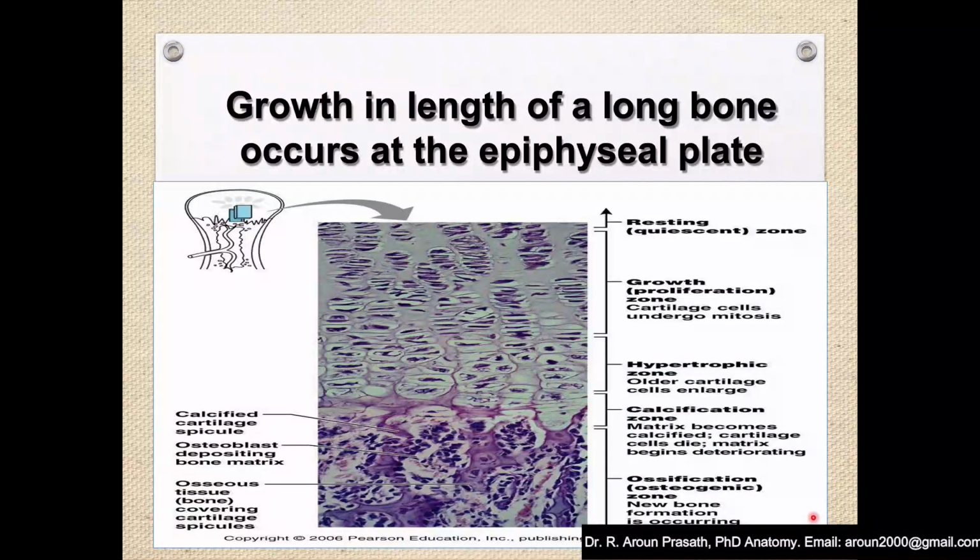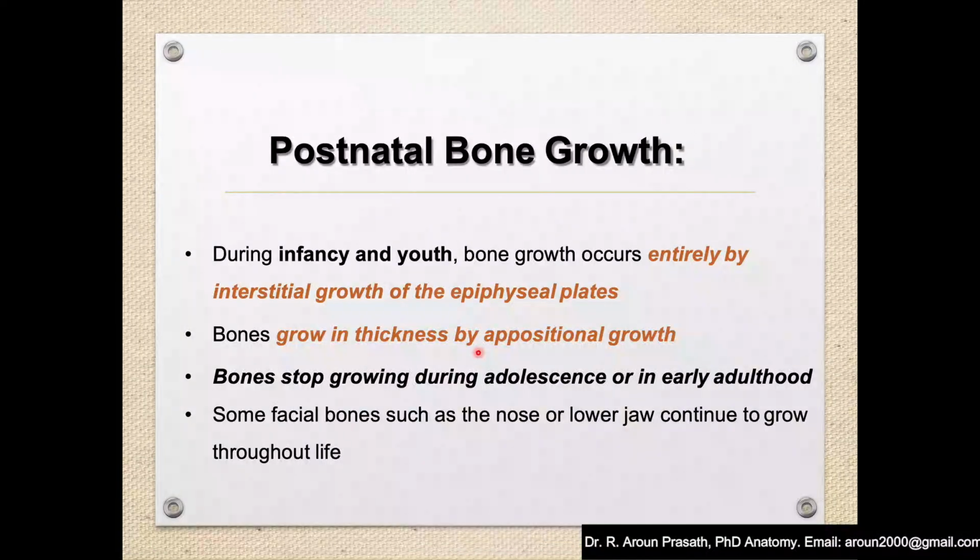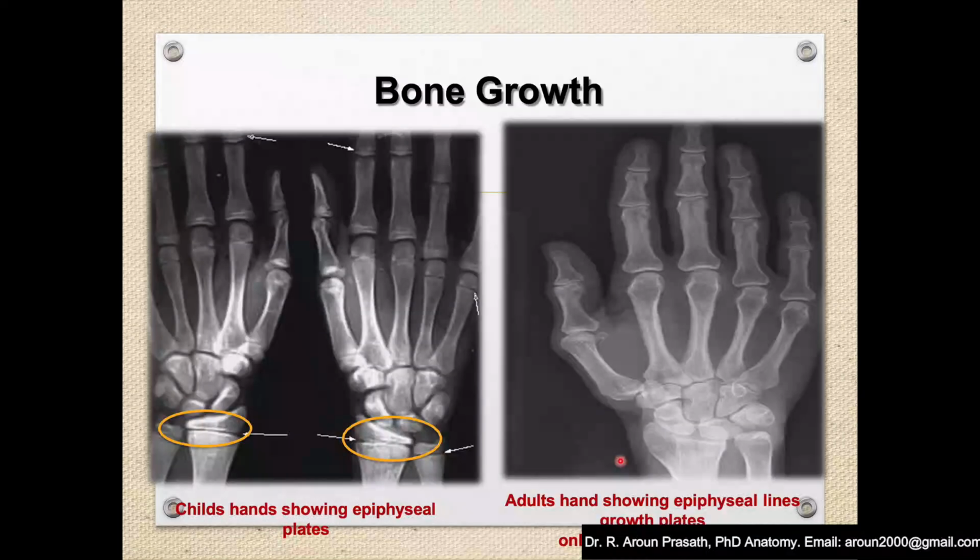Here you can see the cells that are formed in order to increase the thickness of the bone. As I told you, there are interstitial growth and appositional growth, both taking place in parallel. Some facial bones such as the nose and the lower jaw continue to grow throughout life, but we don't have more literature on that.